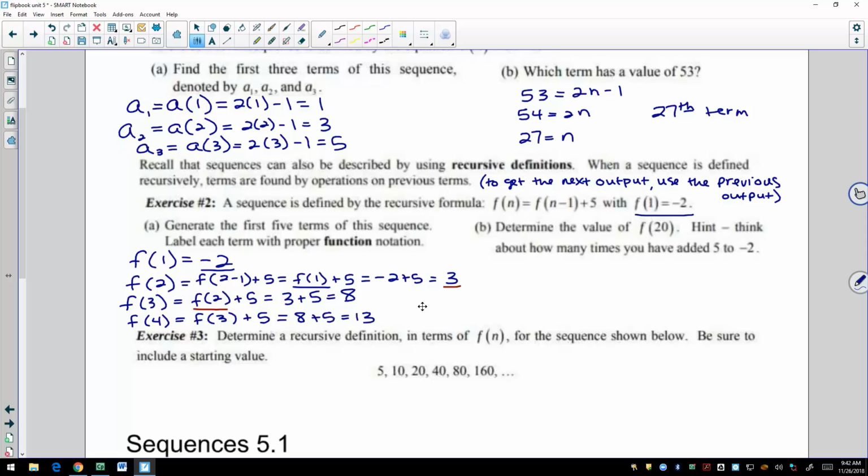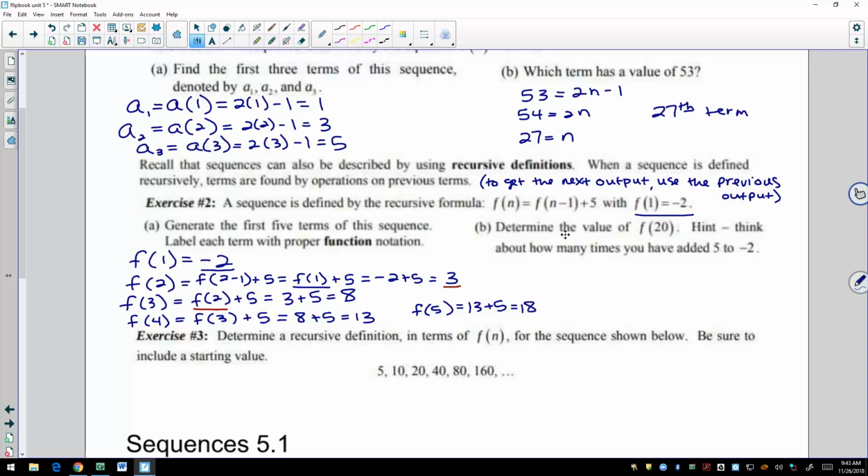And then lastly, I'm running out of room here, f of 5 is going to require me to do whatever f of 4 was, which was 13 plus 5, which is 18. So you will notice I went from -2 to 3 to 8 to 13 to 18. You should notice what's happening each time I get the output of the next input. I'm adding 5 every single time.